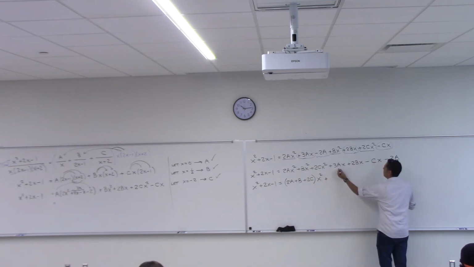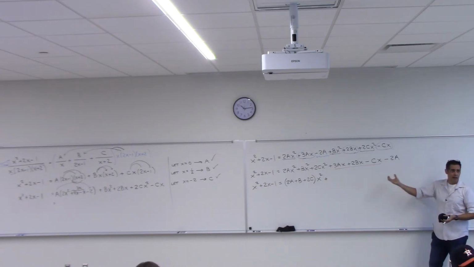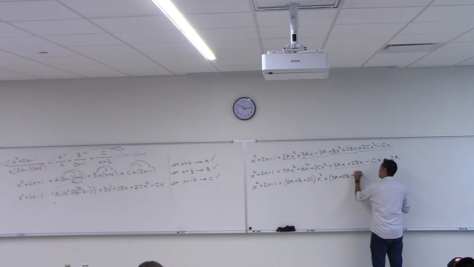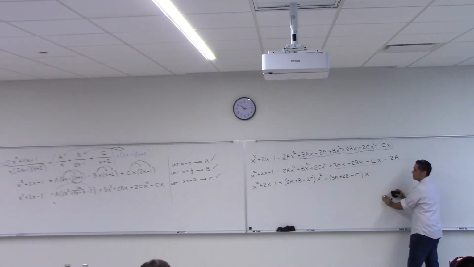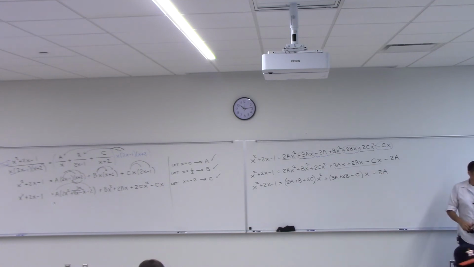Here, these three have x's on them, so I'm going to pull the x out, and I'm going to pull it to the right, out the back side. So I'll be left with, in parentheses, 3a plus 2b minus c. There's the x. And then over here, I have minus 2a. Any questions? Y'all following this?